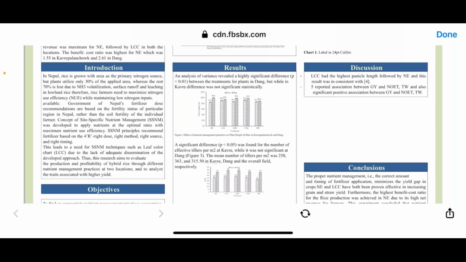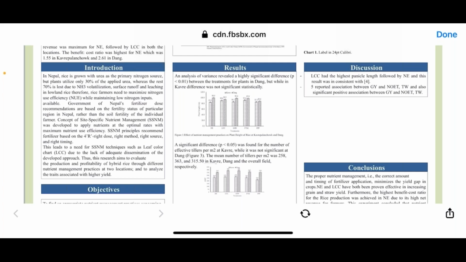If you look at another district, that is Dang, the longest panicle length was found in nutrient export, that is 26.31 centimeter, which was statistically superior to all other treatments. The shortest panicle length was found in farmer field practice, which was statistically at par with leaf color chart, government recommendation dose, and farm manure.